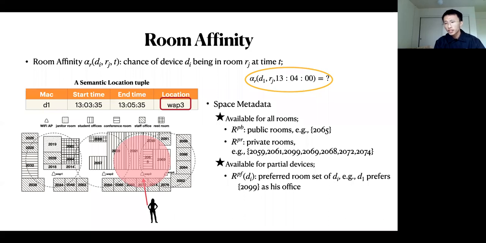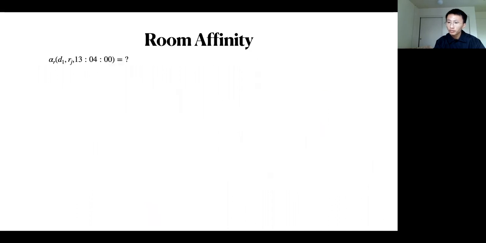The second metadata is the preferred rooms for users, such as your office, which is the room you spend most of your time in. However, please note that we do not assume this metadata is available for all users, because in practice, not all users have a preferred room, or it can be difficult to collect such information. So in this example, among rooms covered by Wi-Fi AP3, the public room is 2065. The preferred room for this device can be 2099, and all the others are private rooms.